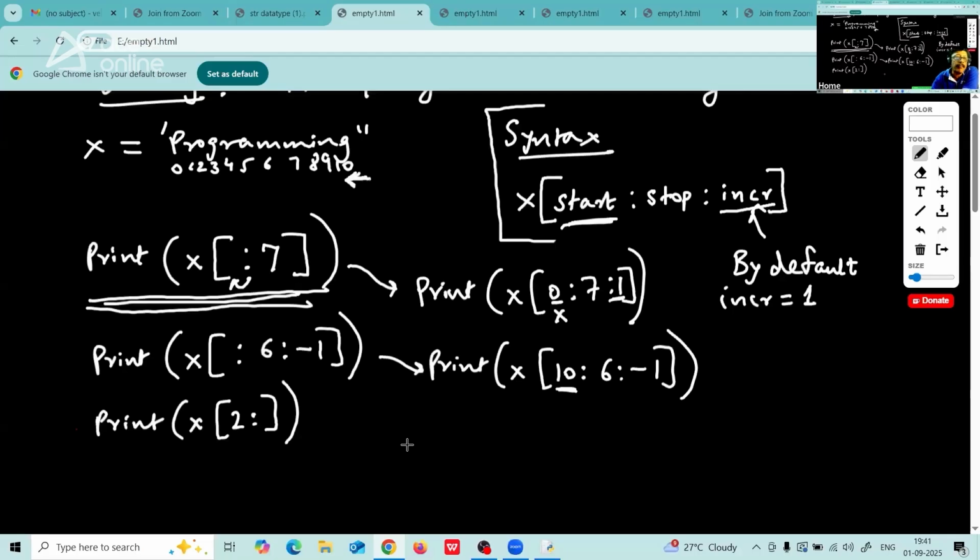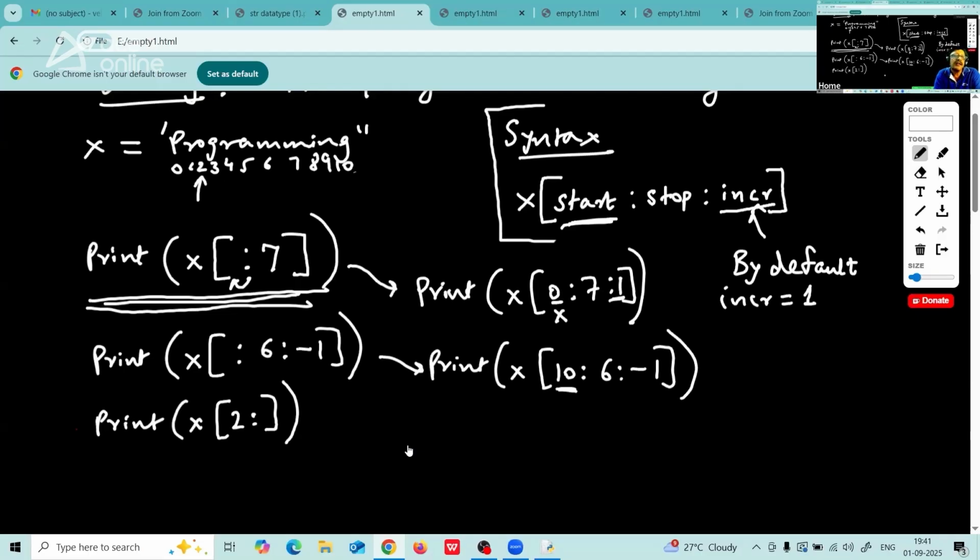That means you are saying, Python, please start from second index. This is my start, and increment by 1. So take out next letter, next letter, next letter. Increment is 1, but you have not said where to stop. Then by default, stop is the last index. Oh, this is highly logical, isn't it? After some time, you will say, sir, why are you even explaining this?